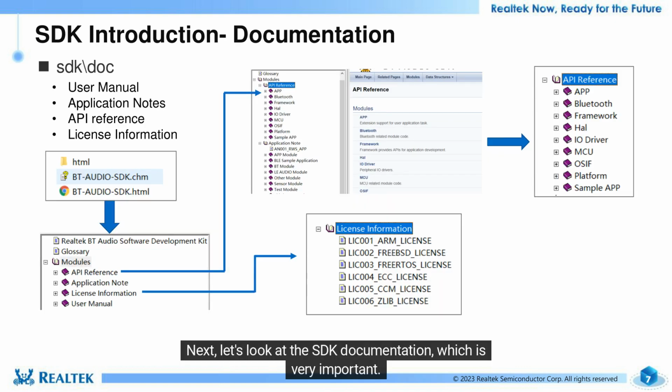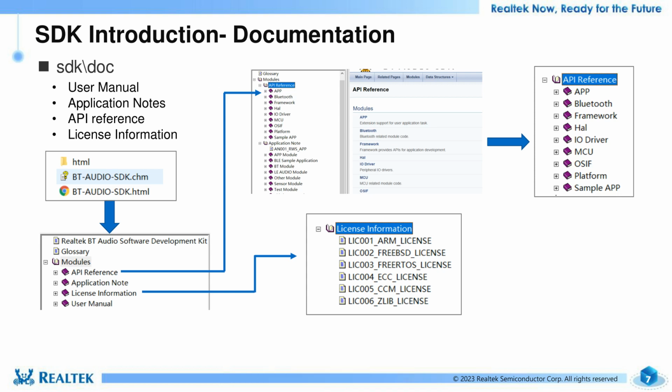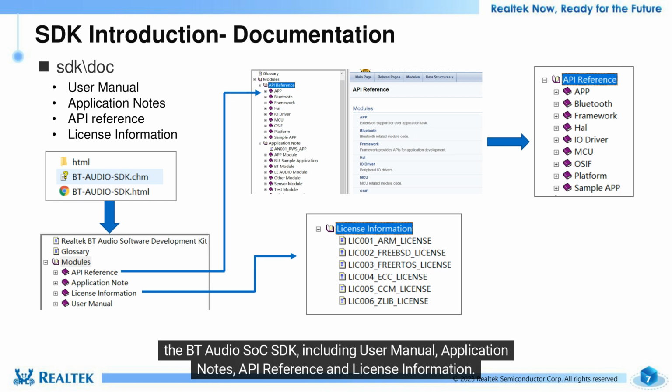Next, let's look at the SDK documentation, which is very important. We recommend our customers to read our SDK documentation carefully after getting it. We provide a unified SDK documentation which is generated through Doxygen to help customers get familiar with the BT Audio SoC SDK, including user manual, application notes, API reference, and license information.